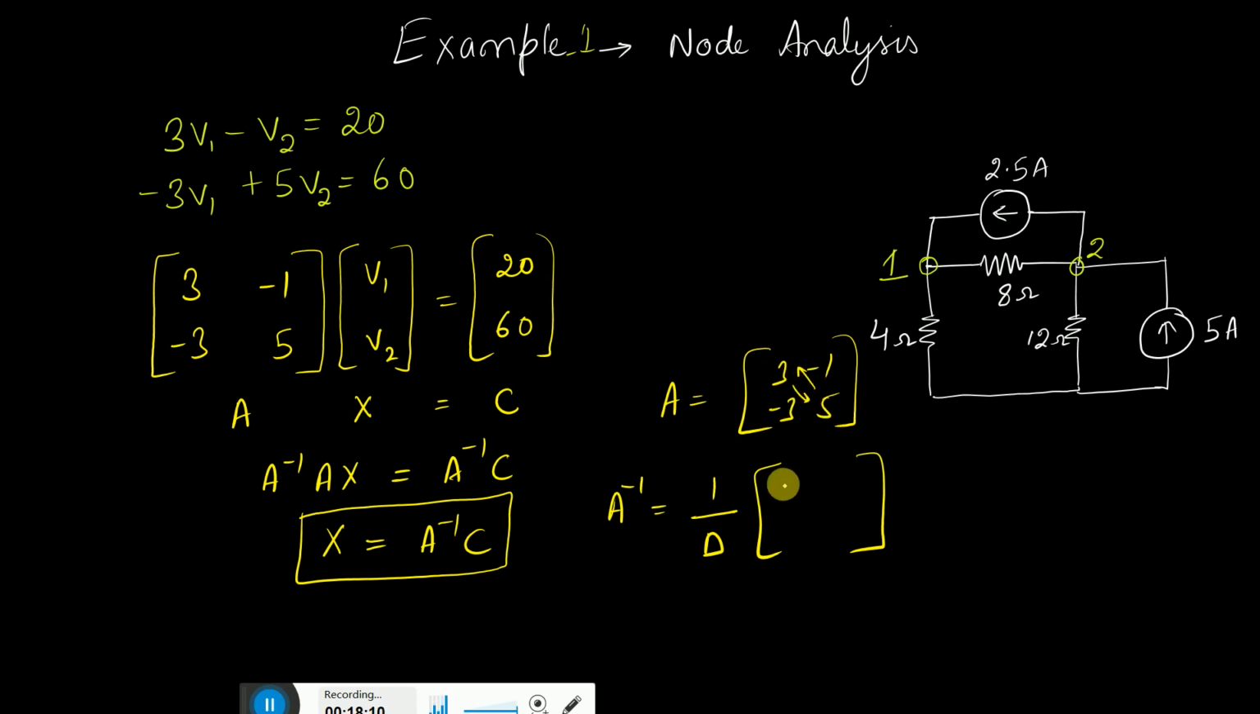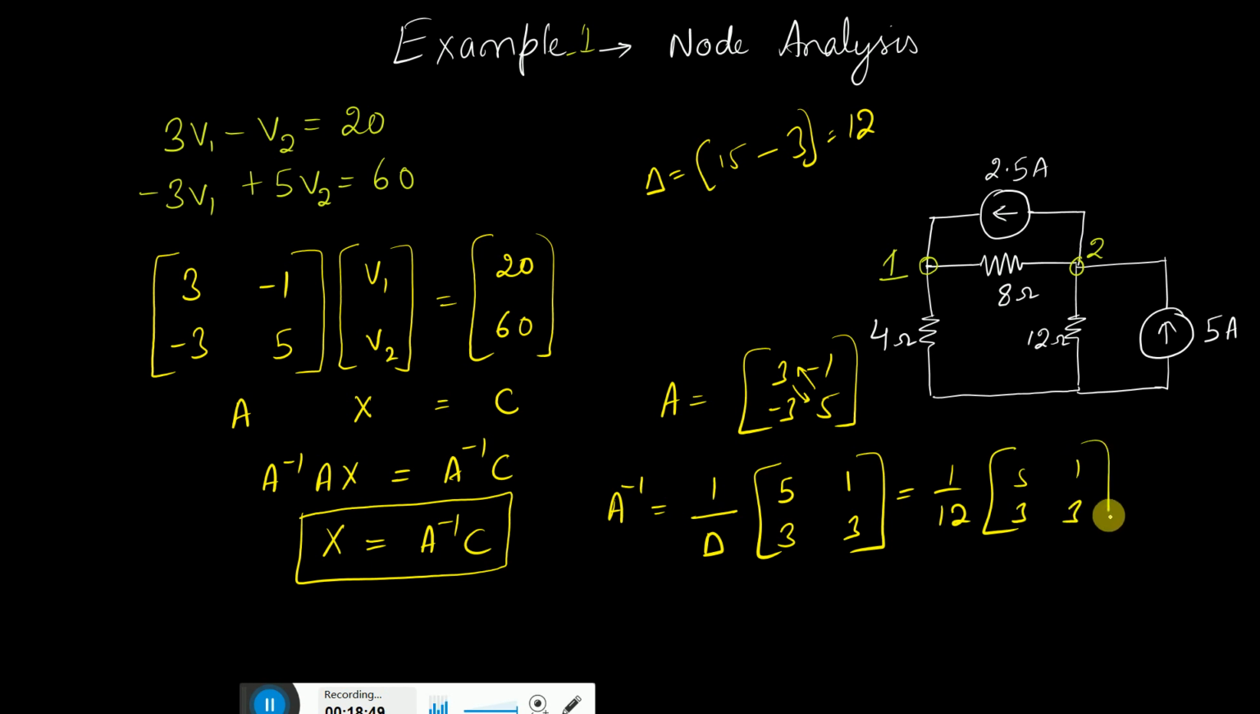So you just say 5 over here and 3, and these two you just change the sign of them. Let them be at the same place. 1, it is minus 1, so you make it 1. This is minus 3, so let it be 3. That is the sign convention. And what is del? Del is the determinant. Determinant of the matrix is 3 into 5, that is 15, minus 1 into minus 1 into minus 1, that is 3. This is nothing but 12. So we can write here A inverse value is 1 by 12, this into 5, 3, 1, 3. So this is the value of A inverse.